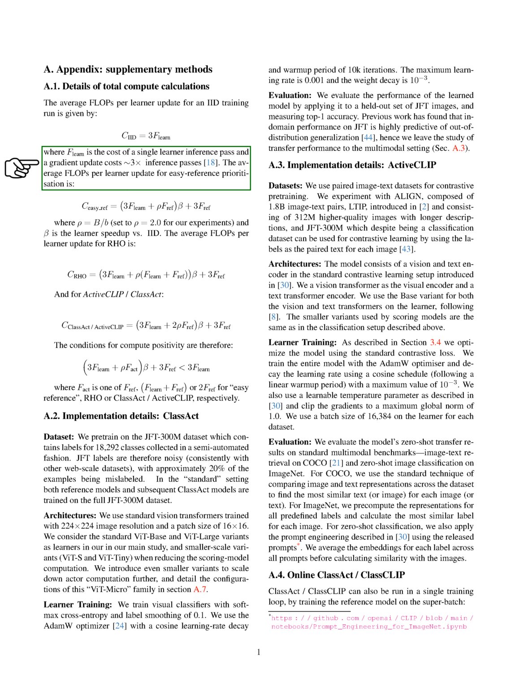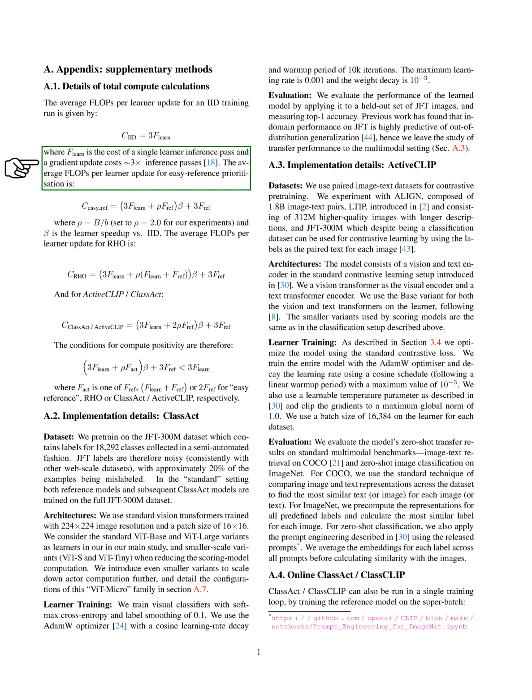When it comes to easy reference prioritization, the average flops per learner update is calculated by adding 3 times the cost of a single learner inference pass and a certain factor times the cost of a reference, then multiplying this sum by the learner speedup compared to IID. This result is then added to 3 times the cost of a reference. For rho, the calculation is similar, but the factor times the cost of a reference is added to the cost of a single learner inference pass before being multiplied by the learner speedup.